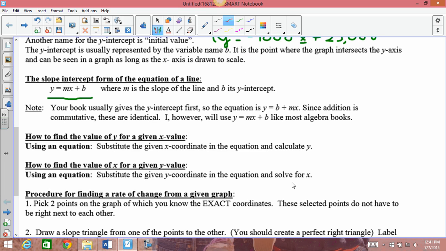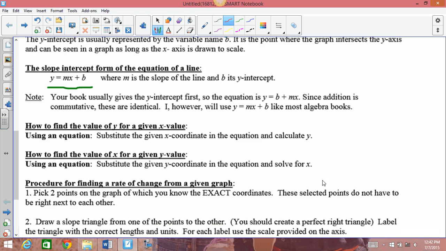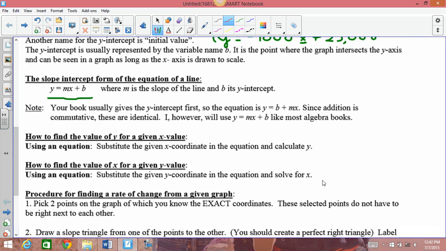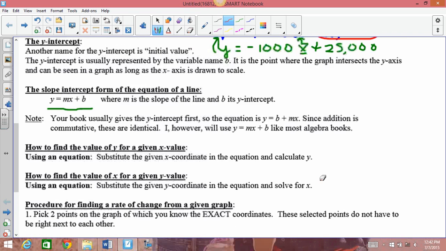All right, so a couple of things that you'll have to be able to find is how to find the y value for a given x value. So if I give you an x value, essentially you substitute that in for the x variable and solve for your y. Likewise, if you want to find the value of an x given a y, substitute that value in for y and solve for your x, okay? Of course, we're going to go through all of these things in just a moment, but I just wanted to talk you through here briefly to get started.